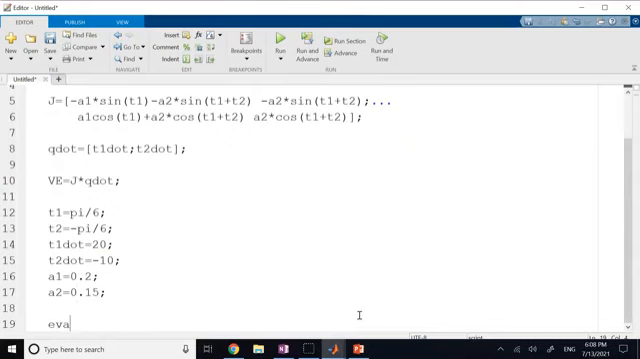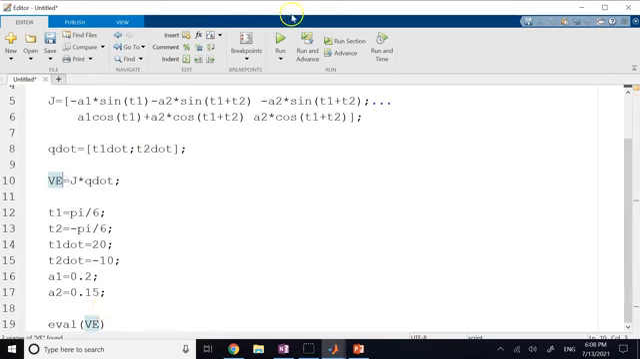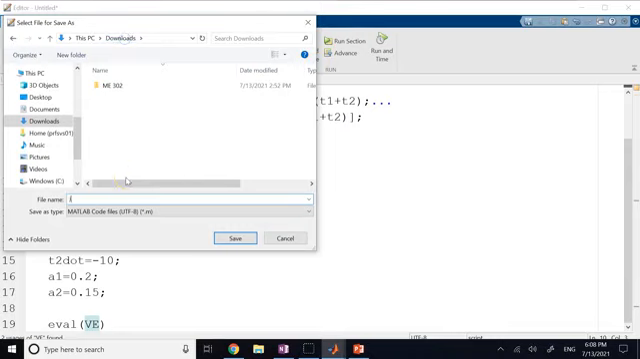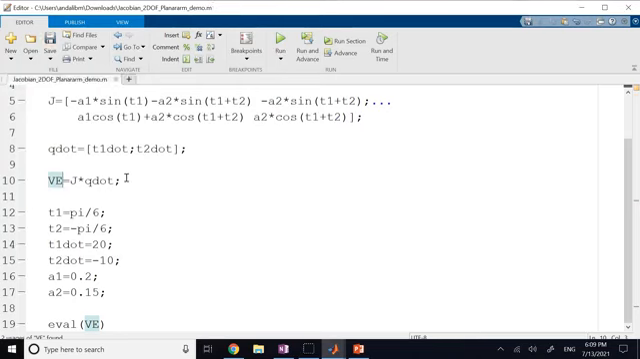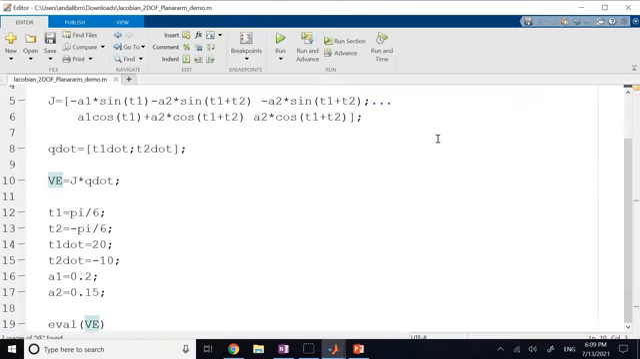So I define the numbers, and now you say evaluate my V of the end effector. So that basically means plug in all of these numbers into those symbolic formulas and evaluate and give me the number. So if I run this and I call it whatever you want, so I can call it Jacobian 2DOF planar arm demo, right? And I change my folder and get the number here. Then it gives me an error. Seems like I forgot some asterisk or something somewhere here.